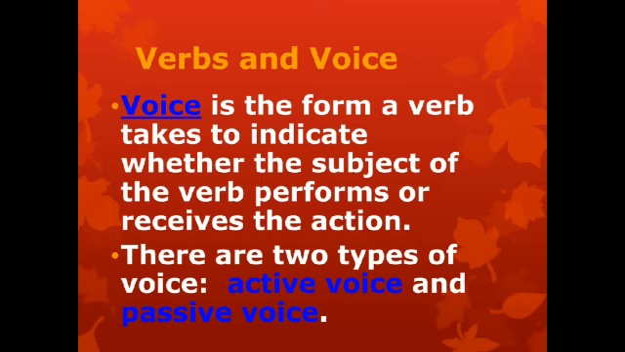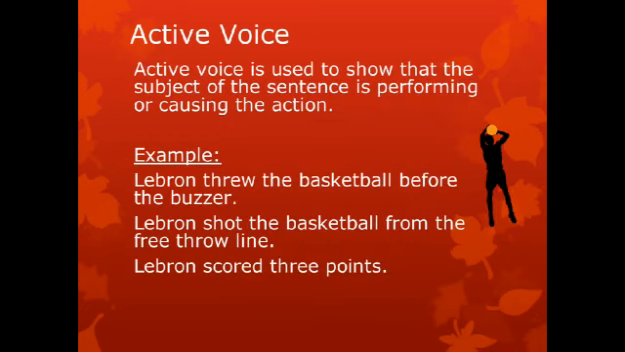So, there are two types of voices. One is active voice, the other one is passive voice. So, what is active voice actually? Active voice is used to show that the subject of the sentence is performing or causing the action. It means that the subject is doing the action. Now, some examples are given below.